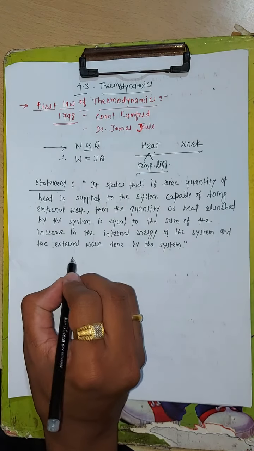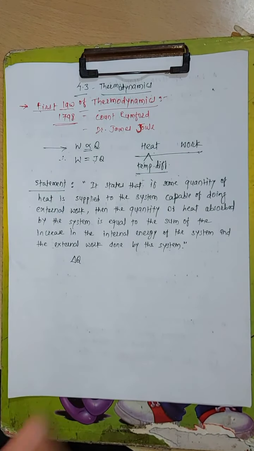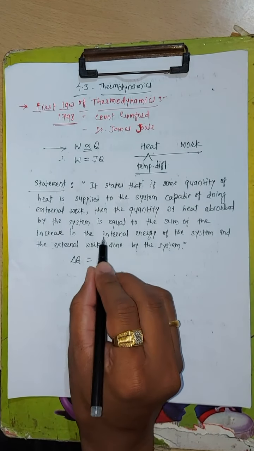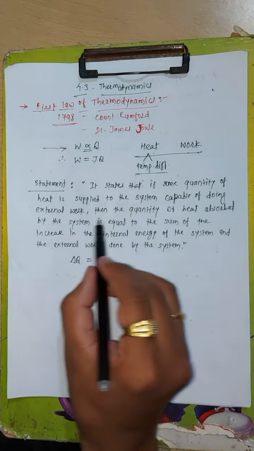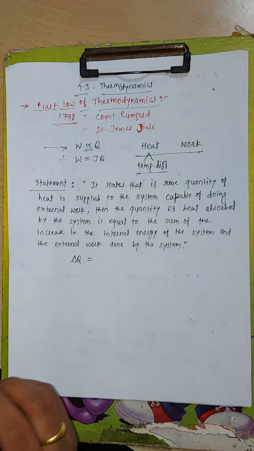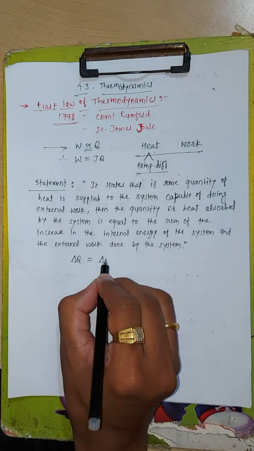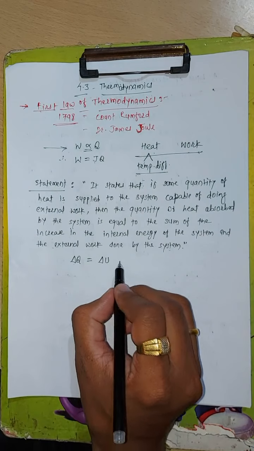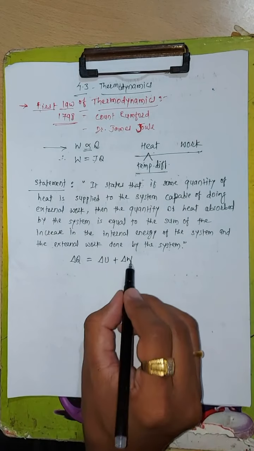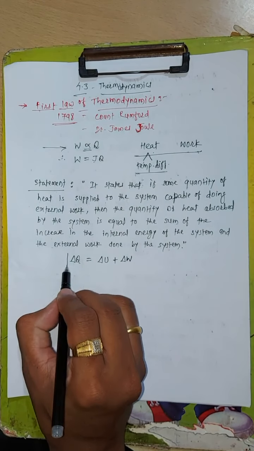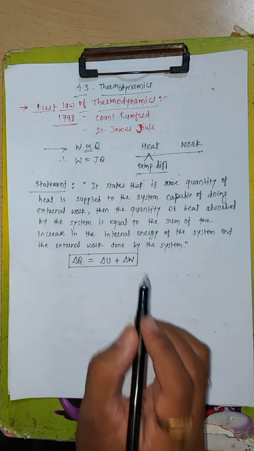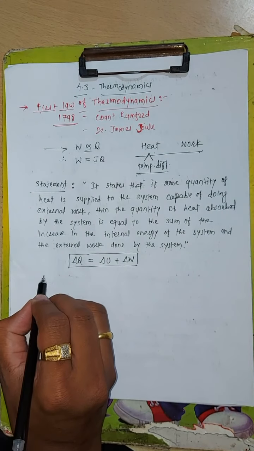If you say that delta Q is the amount of heat supplied to the system by the surrounding, it is equal to the sum of the increase in internal energy of the system and the external work done by the system. The change in internal energy is shown by delta U, and the external work done by the system is delta W. So mathematically, the first law of thermodynamics can be written as delta Q is equal to delta U plus delta W.